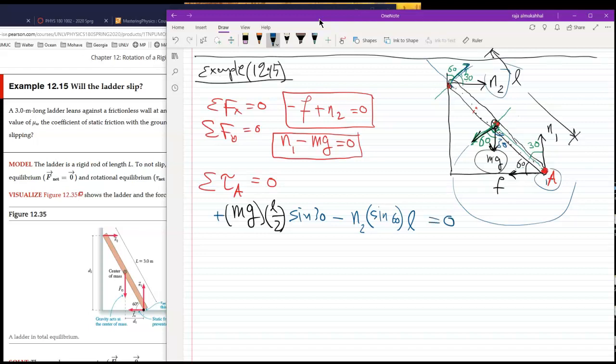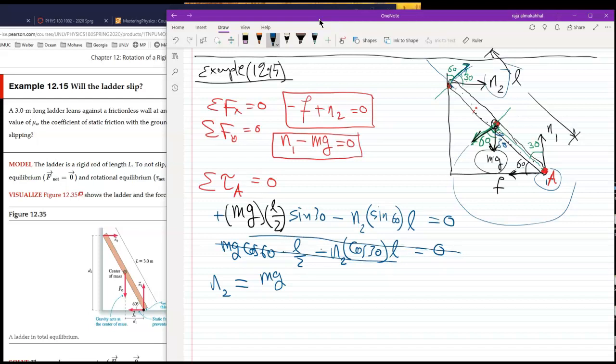Personally, the way I would do it, I'm just going to say mg cosine 60 times L over 2 minus N2 cosine 30 L. Again, either method, you'll get the same thing. Okay? And then we work it out. So with this, solving for N2, I'm not going to use this one, I just don't want to confuse anybody. I'll use this one right here.